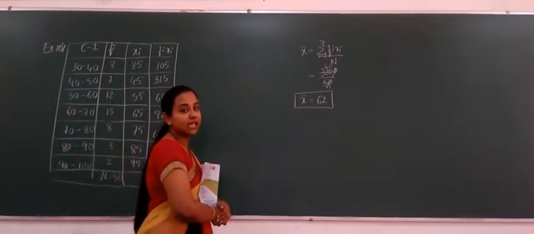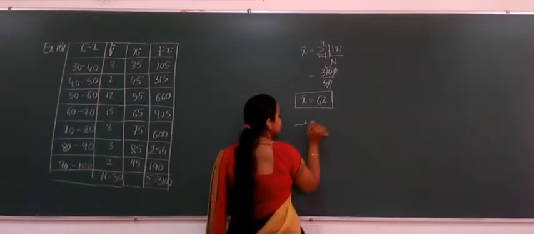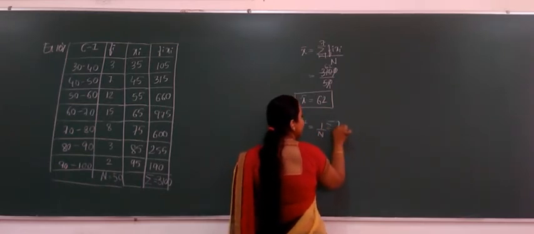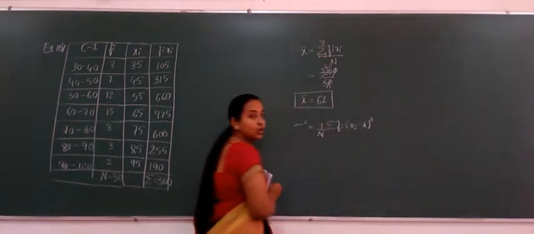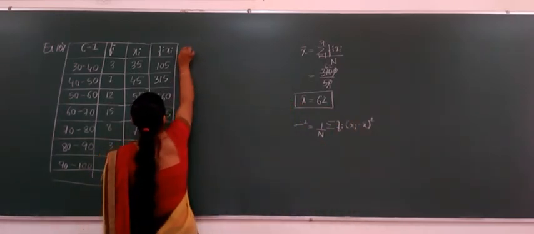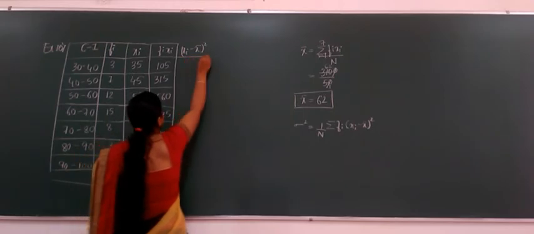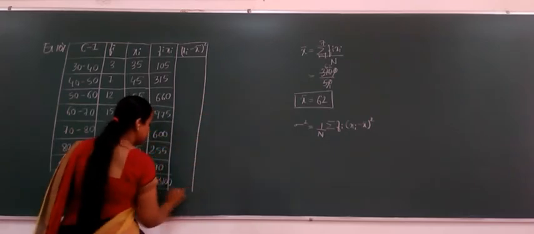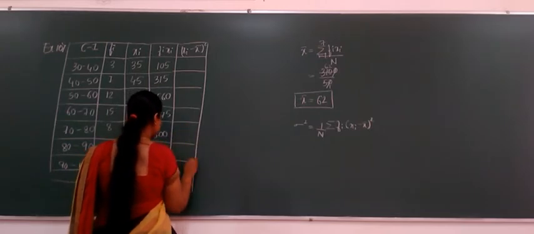Next, they are asking for the variance. Our variance is denoted by sigma square and is equal to 1 by n times the sum of Fi into Xi minus X bar whole square. We know the mean, which we have calculated as 62. So the next column will be Xi minus X bar whole square.